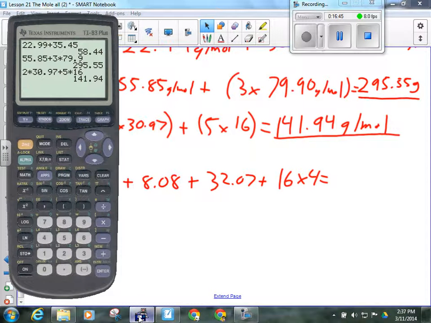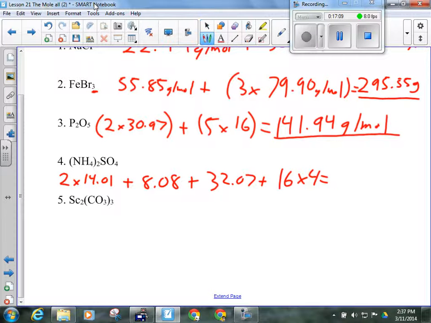All right, so we got 28.02. That's our 2 nitrogens, plus our 8 hydrogens, 8.08, plus our sulfur, 32.07, and then our 4 oxygens, 16 times 4 is 48. Okay, so 116.17 grams per mole. Okay, that's our molar mass for that one. Okay, number 5 is done in the same way. If you've got something in brackets, the number outside the brackets multiplies what's inside. Okay. All right, I'll give you a couple minutes on the last one.